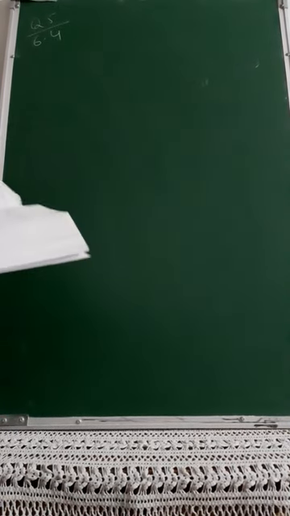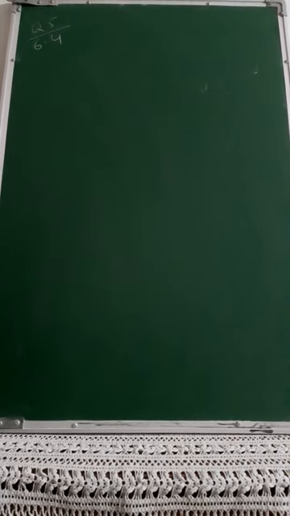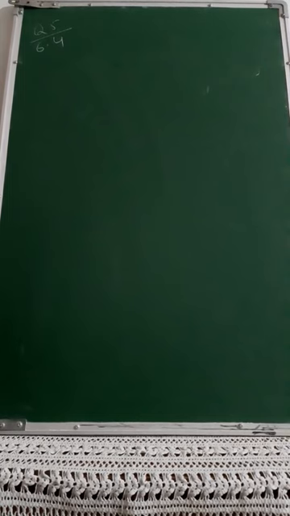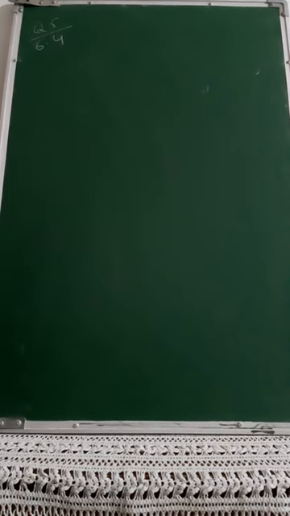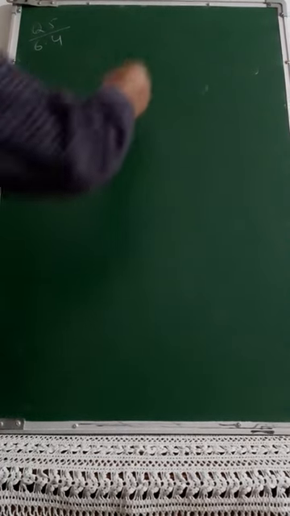Good afternoon, students. Today we have to start onwards question number 5 of your exercise 6.4. So, question number 5 I am reading. D, E and F respectively are the midpoints of sides AB, BC and CA of triangle ABC.